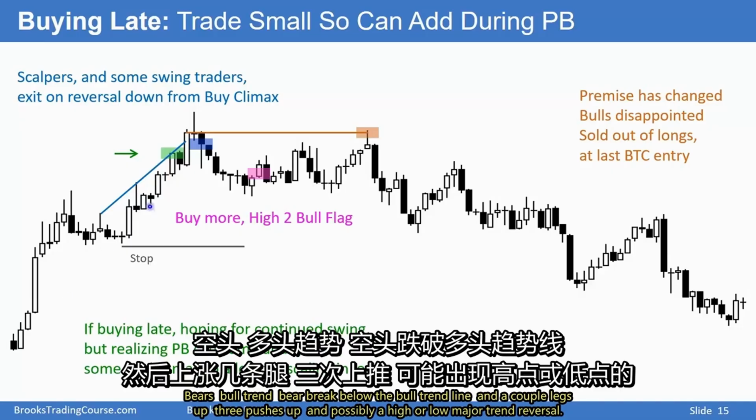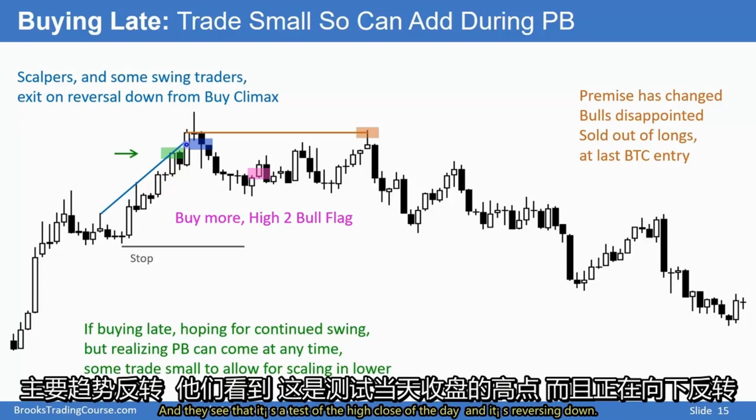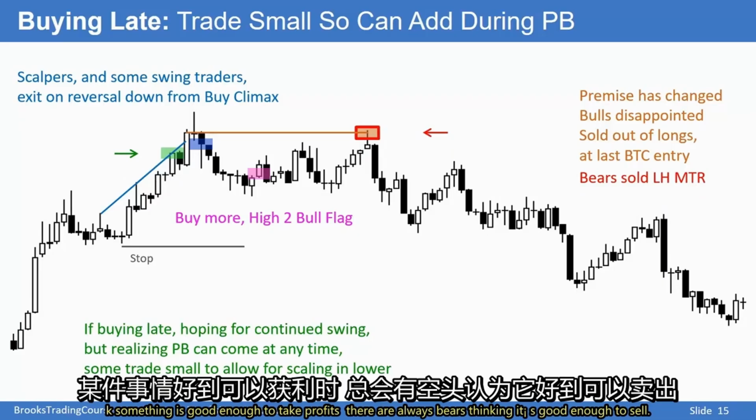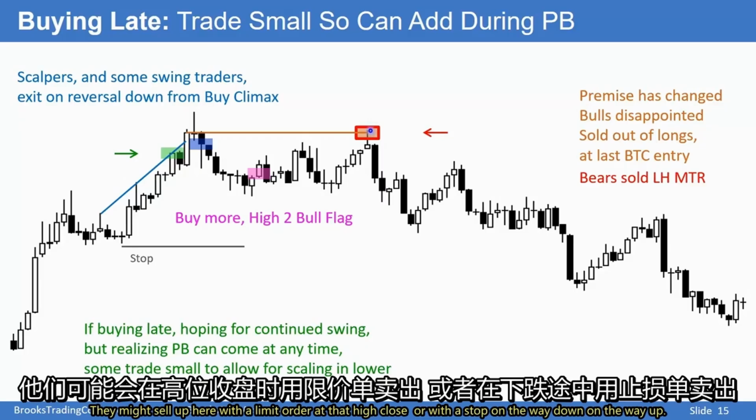Bears see a bull trend, a bear break below the bull trend line, and a couple legs up, 3 pushes up, and possibly a higher low major trend reversal. And they see that it's a test of the high close of the day, and it's reversing down. So some bears will sell that, just like the bulls will take profits there. Whenever bulls think something is good enough to take profits, there are always bears thinking it's good enough to sell. They might sell up here with a limit order at that high close or with a stop on the way down.